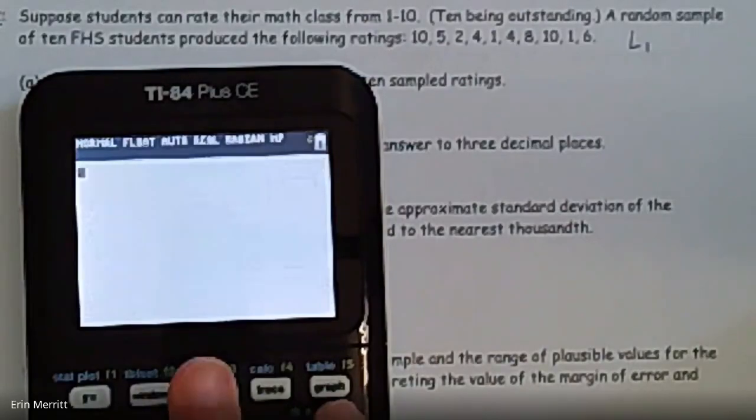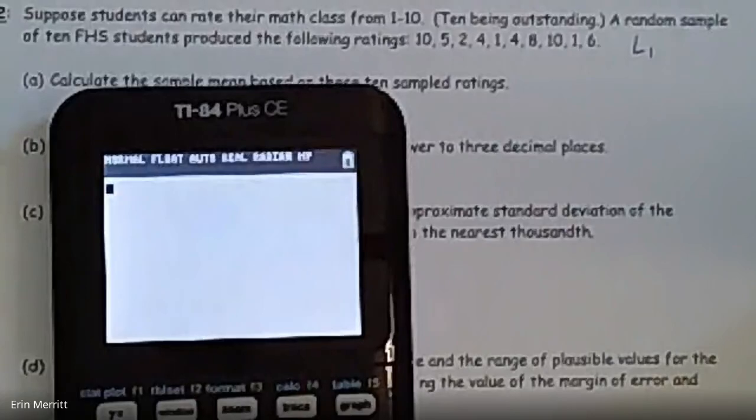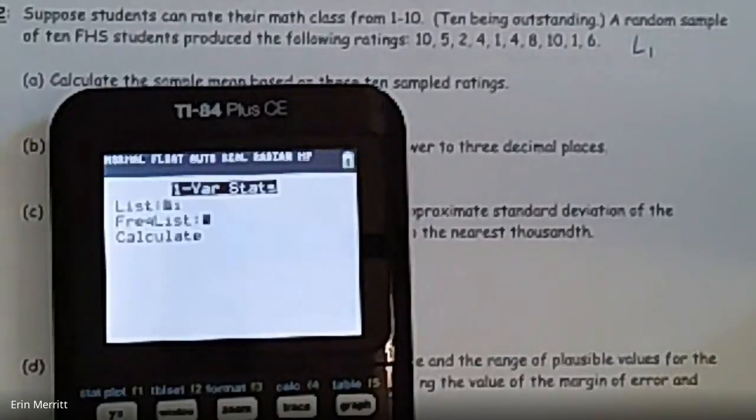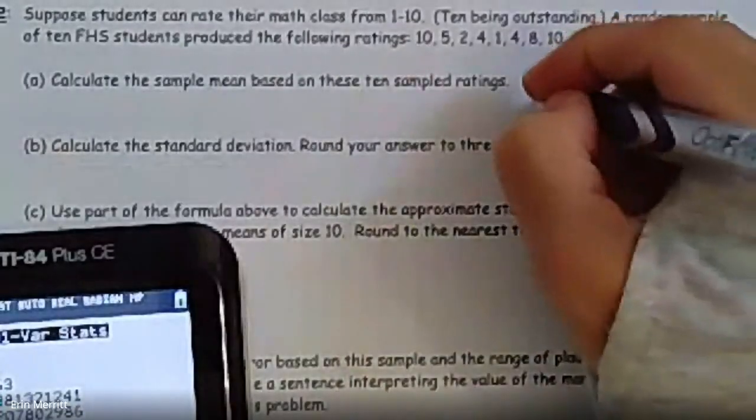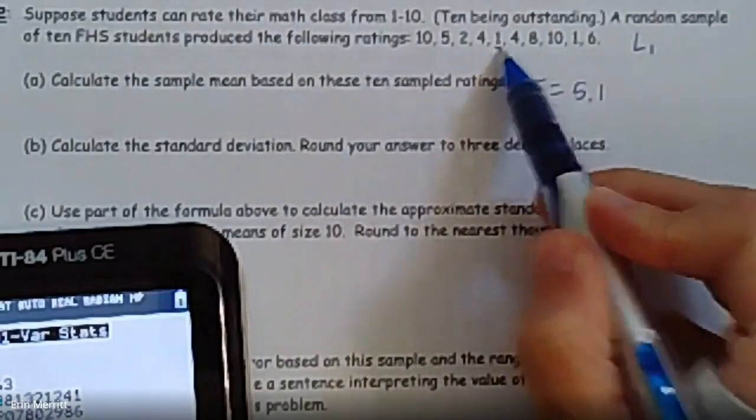Okay. So once we have those values in there, remember: stat, calculate, one-variable stats, and then we get the mean. The mean came out to be 5.1, which makes sense, kind of right in the middle. Not super surprising, because some people clearly didn't love math and some people did.